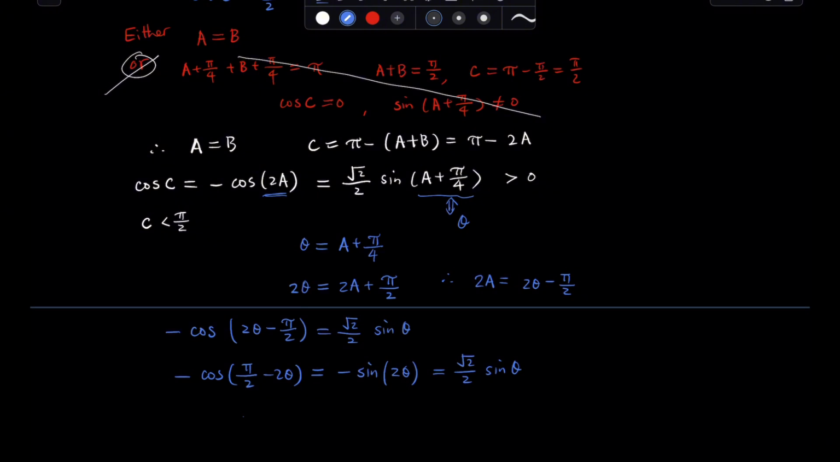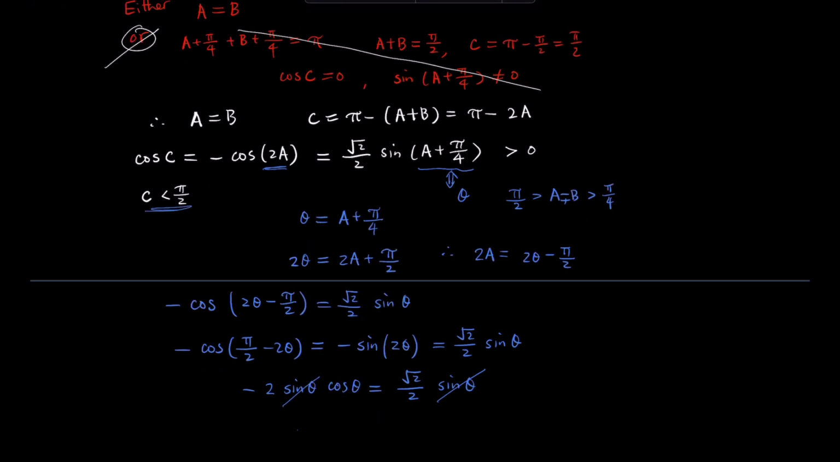Further, you can say negative 2 sine theta cosine theta equals square root of 2 over 2 sine theta. When you cancel this, we need to argue that sine theta cannot be 0. So A and B must be greater than 45 degrees. They're equal, and of course they're going to be less than pi over 2. The sine theta cannot be 0. So what is cosine theta? It is a negative value here, negative square root of 2 over 4.